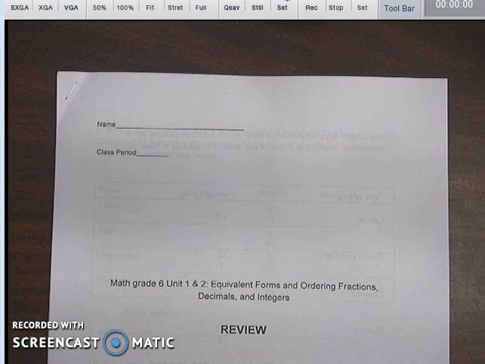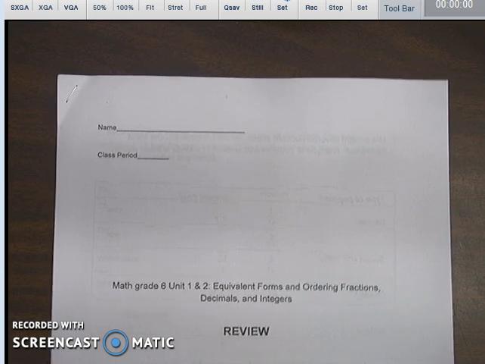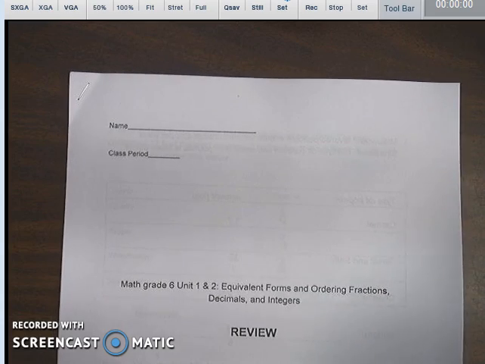Okay, so this is our first unit test, unit 1 and 2. The last one was like a mini test. This is just a regular test. Here is the review. Here's the deal about the review: if I am writing it down, I feel that it is important and you should be writing it down. Okay, so let's look at number 1.